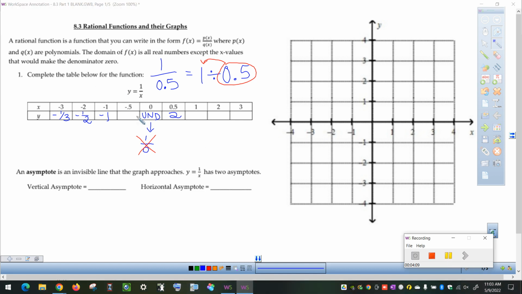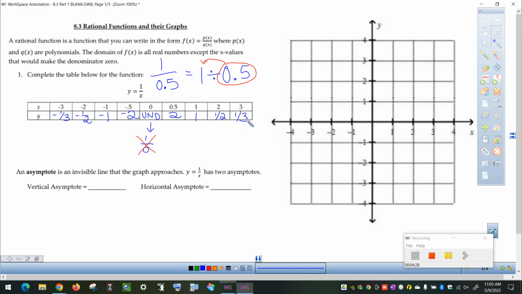Going back to this negative 0.5, a positive divided by a negative is just a negative. So that'll be negative 2. Then when we take a look at the positive values here, we have 1 divided by 1, that's 1. 1 divided by 2, we're just going to write that as 1/2. 1 divided by 3 is 1/3.